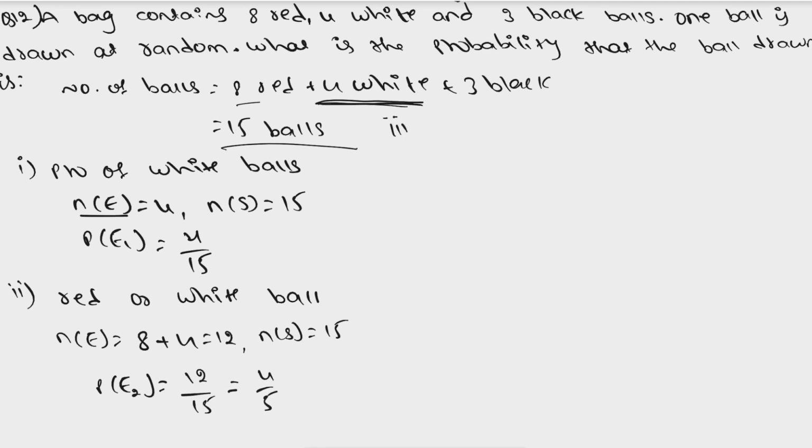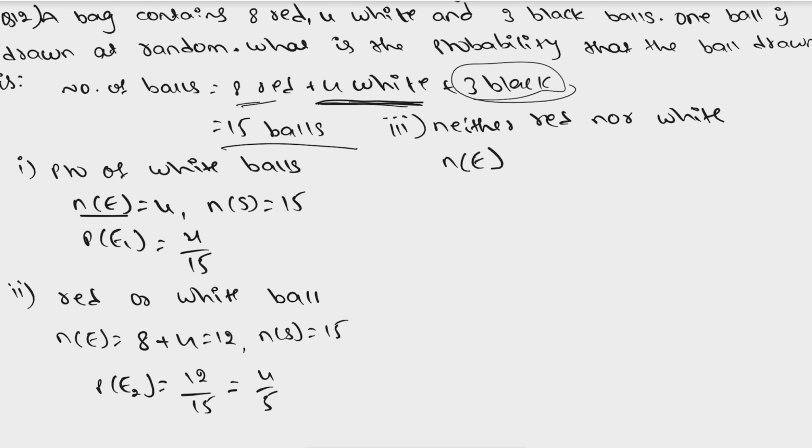Next we have the third one, which is the probability of getting neither red nor white. So we should not get red or white, and only black remains. So n of E is equal to 3, since we have 3 black balls, and n of S is equal to 15. The probability of this third event is 3 by 15, which can be written as 1 by 5.